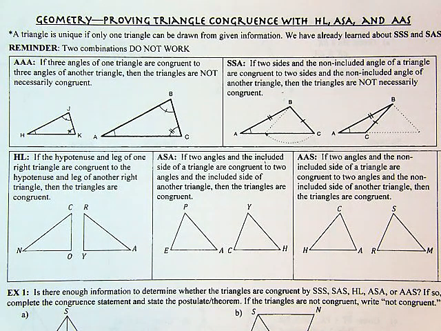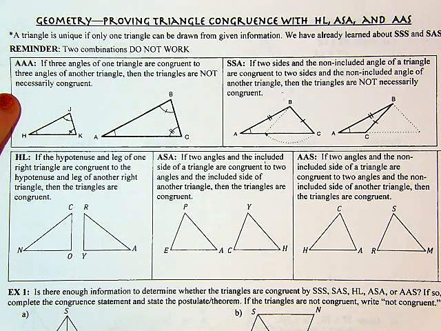Okay, we've already learned about two. We've learned about two combinations that work. We've learned about side, side, side, and side, angle, side. So today we're taking on the other three relationships. Okay, at the top, just a reminder that we do have two combinations that do not work.